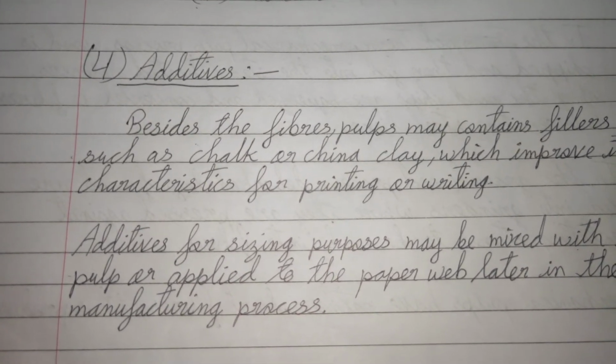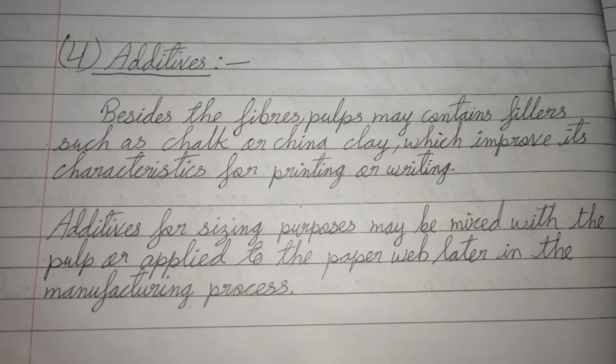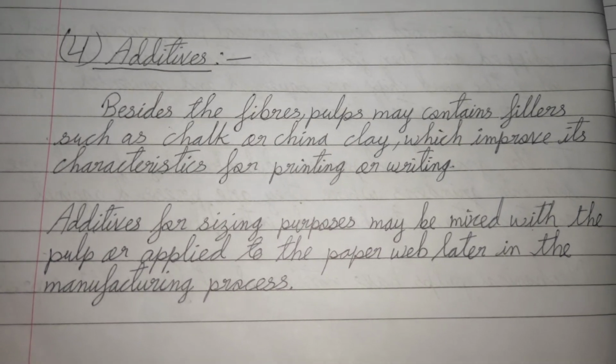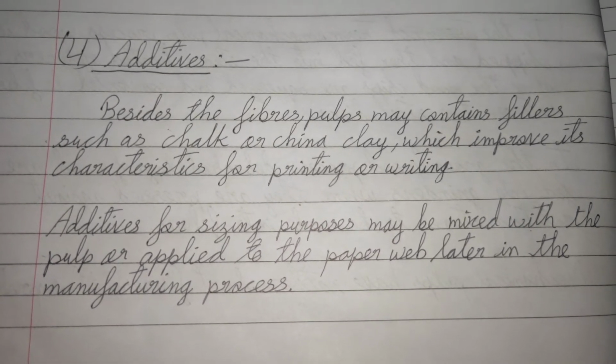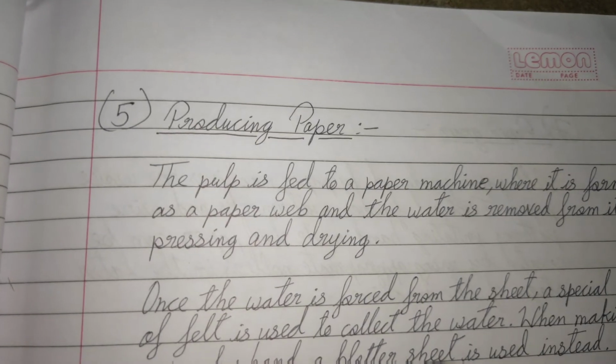Besides the fibers, the pulps may contain fillers such as chalk or china clay, which improve its characteristics for printing or writing. Additives for sizing purposes may be mixed with the pulp or applied to the paper web later in the manufacturing process. Next step will be producing the paper.